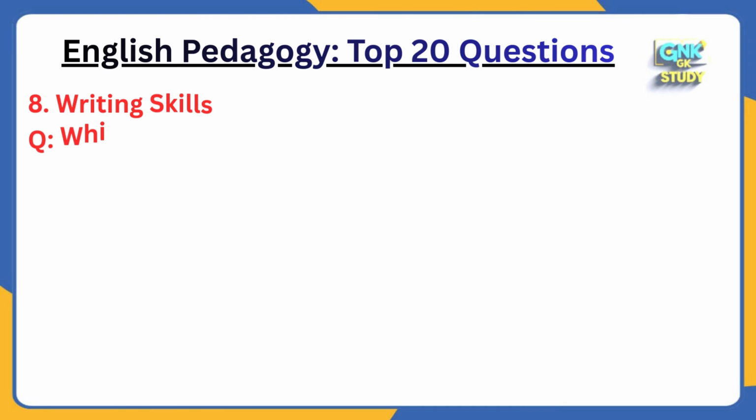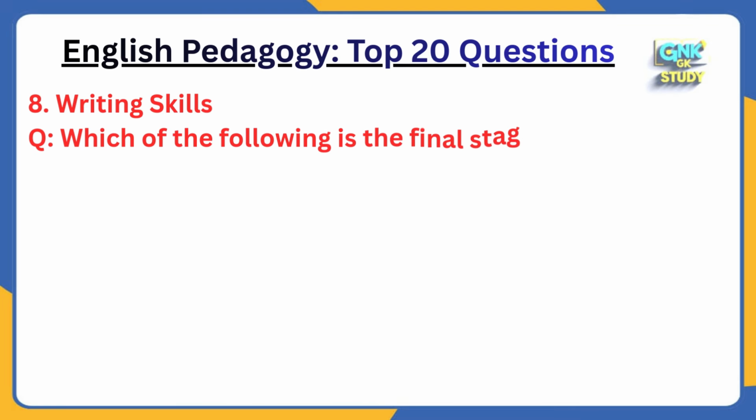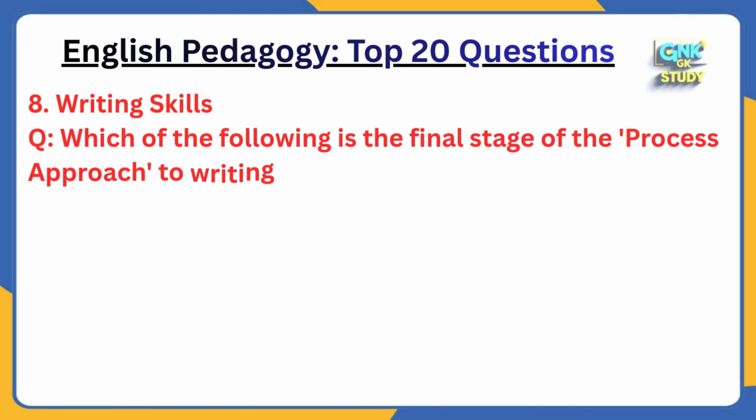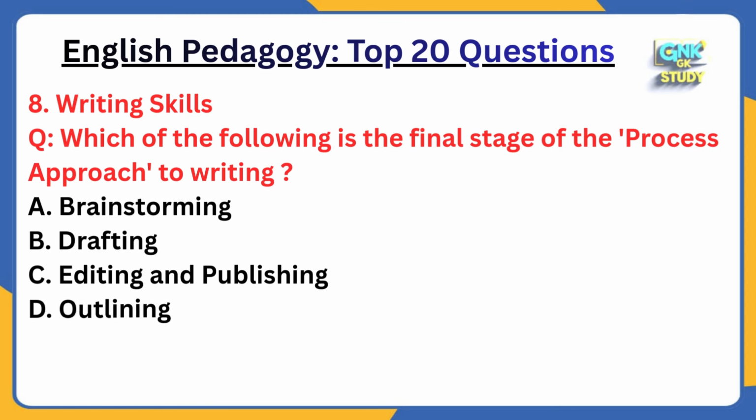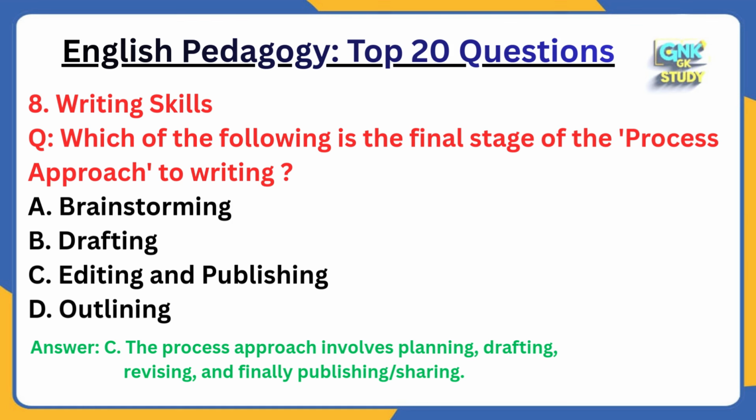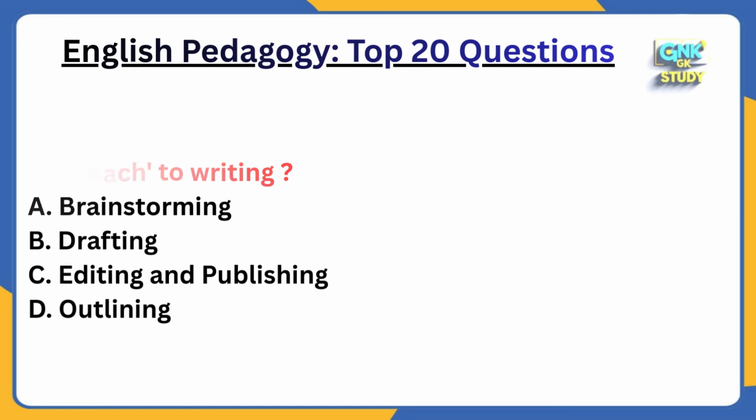8. Writing skills. Question. Which of the following is the final stage of the process approach to writing? A. Brainstorming, B. Drafting, C. Editing and publishing, D. Outlining. Answer C. The process approach involves planning, drafting, revising, and finally publishing or sharing.